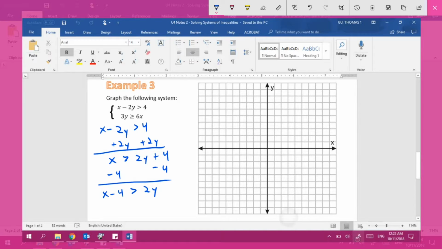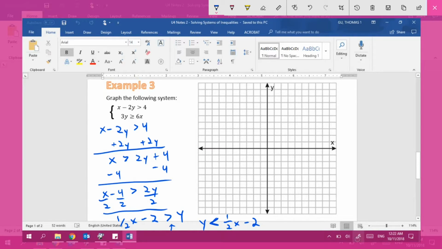And finally, let's divide by 2. Everything needs to be divided by 2, and that leaves me with 1/2 x minus 4 over 2. 4 divided by 2 is 2. Greater than y. Normally we like to see the y on the left side, so we can just completely turn this inequality around. So instead of writing it like this, we can write y is less than, and look, the sign is pointing towards the y, so we need to flip it around if we switch the sides. And then it's going to be 1/2 x minus 2.